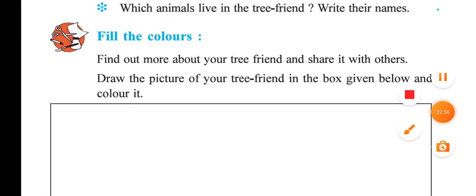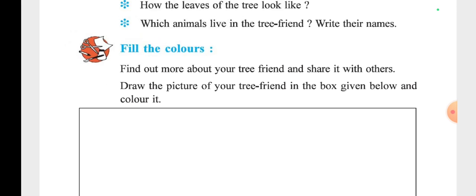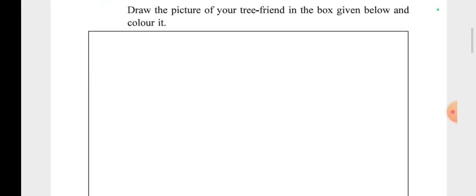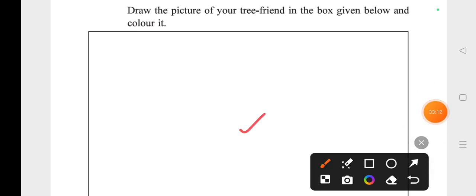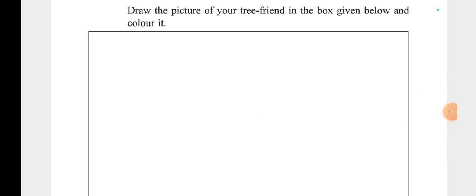Fill the colors. Find out more about your tree friend and share it with others. Draw the picture of your tree friend in the box given below and color it. Yes, children, you have to draw your tree friend's picture in the given box. Okay.